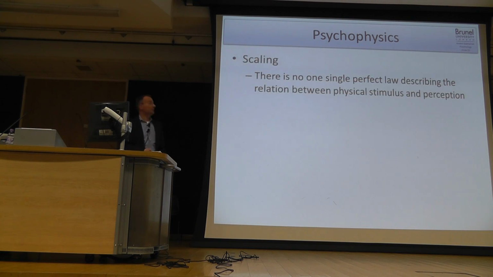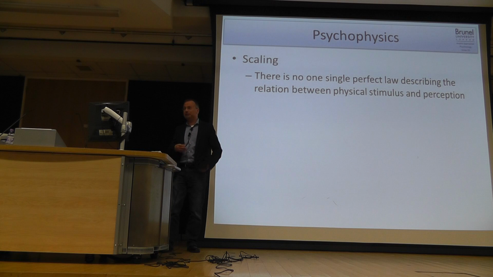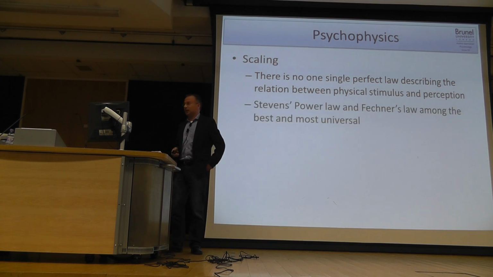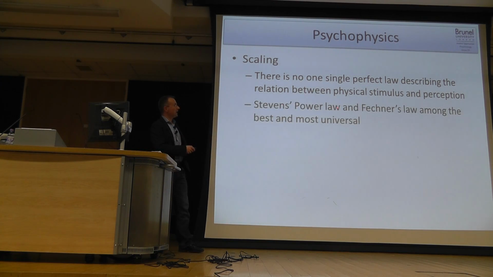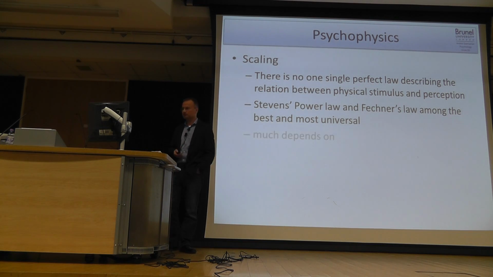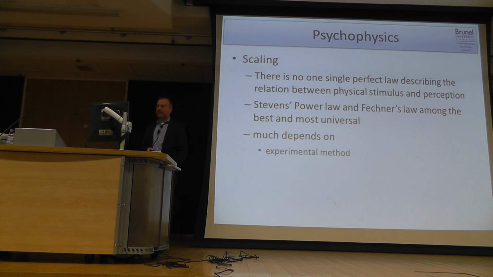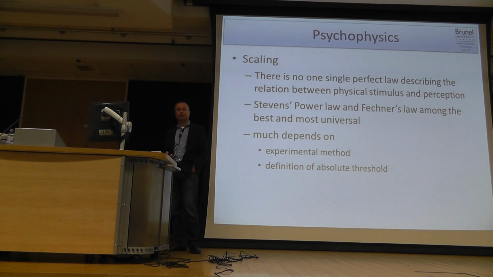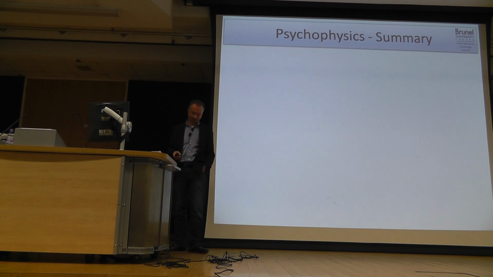Okay, so in scaling, it turned out there is no single perfect law which describes how physical stimuli are scaled towards our perception for every intensity range and every modality. However, Stevens' power law and Fechner's law are among the best and most widely used ones. And again, much depends on the actual experimental method, how you do that, how you define the thresholds, and things like that.